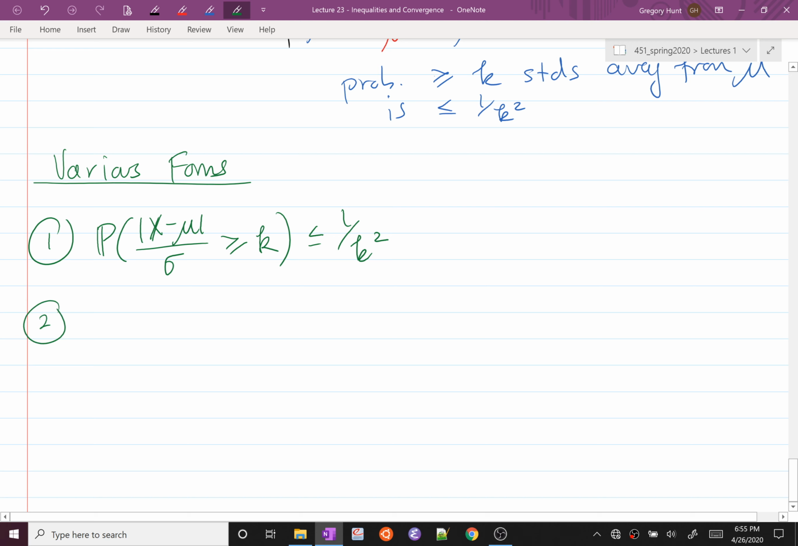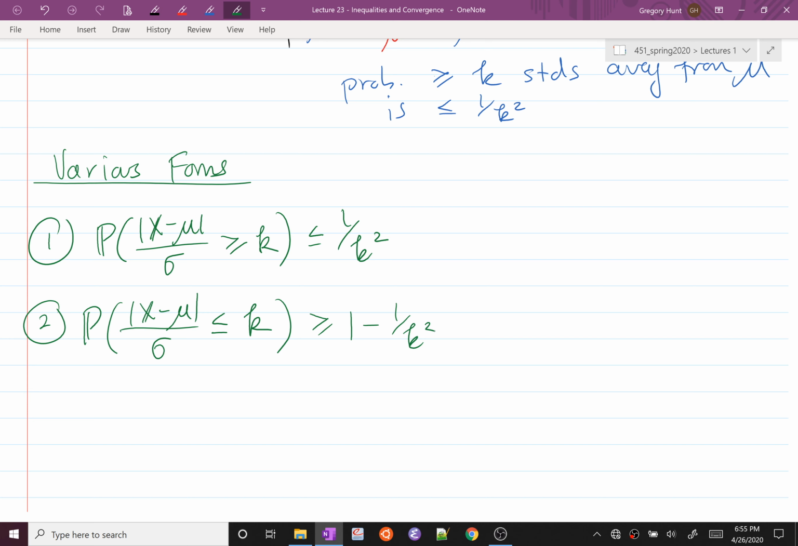Other ways I could look at the complementary: the probability that the absolute value of x minus mu over sigma is less than or equal to k is going to be greater than or equal to 1 minus 1 over k squared. So basically, taking 1 minus on each side, I need to flip my inequality, and I get 1 minus 1 over k squared. Those are complementary. So this says the probability of being within k standard deviations is going to be at least 1 minus 1 over k squared.